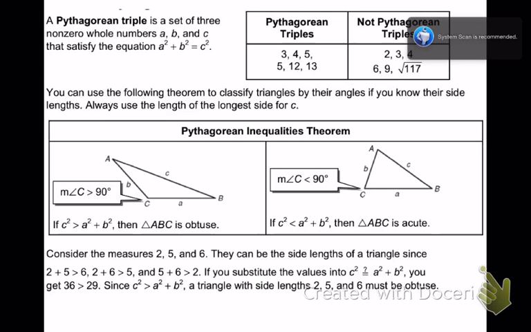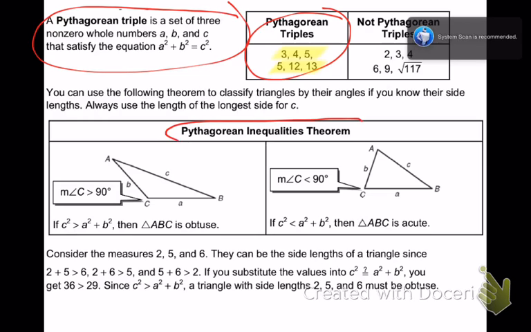So for instance here, we already talked about Pythagorean triples. Okay, Pythagorean triples, 3, 4, 5 and 5, 12, 13. Those two are probably the two most common ones out there. We'll talk about some more here in a bit. But I can use the Pythagorean inequalities theorem to help me as well. So a lot of times we recognize a squared plus b squared equals c squared.